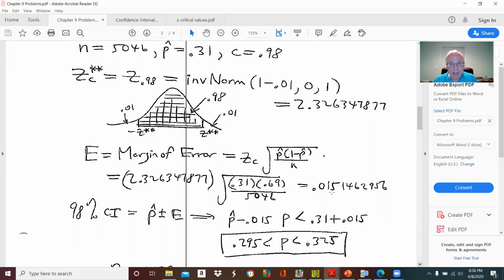Now, if we're using a calculator, we would store this in our calculator, and then we would say p hat minus 0.015. What's p hat again? 0.31. Okay, we get 0.295 on the left. The right endpoint is 0.31 plus 0.015. You get 0.325 on the right. And that is our 98% confidence interval to estimate the population proportion.